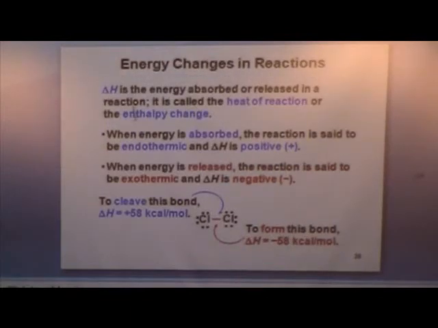Here it says, by the way, delta H is used. It is the energy absorbed or released in a reaction. Delta H is called the heat of reaction or enthalpy change. Enthalpy is a Greek word. Enthalpy means heat, but we use H for heat versus enthalpy because enthalpy is always related with pressure. If you say heat, you don't consider pressure.